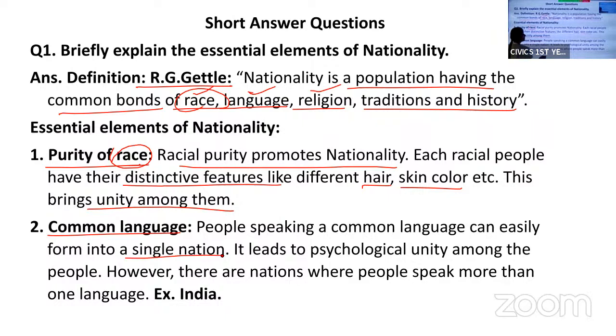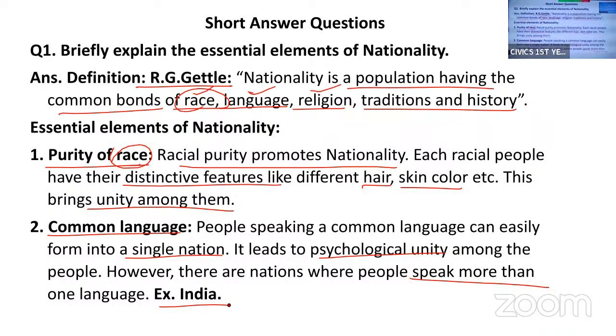This is a psychological unity. People having a common language, when speaking to people who understand them in a better way, get connected to each other. So it leads to psychological unity among the people. However, there are nations where people speak more than one language, like India. In India, every state has got its different language, but India is one nation.